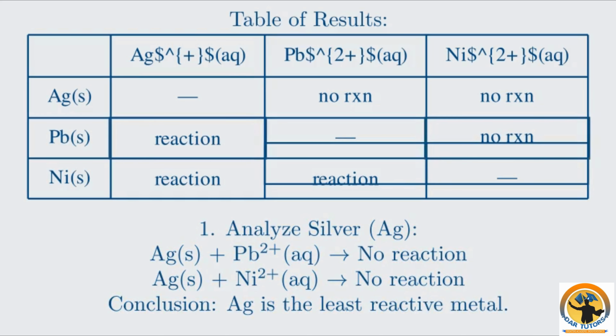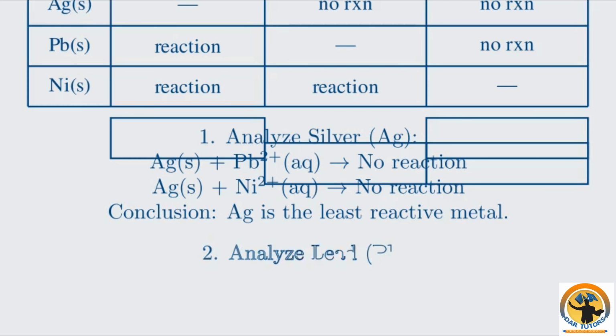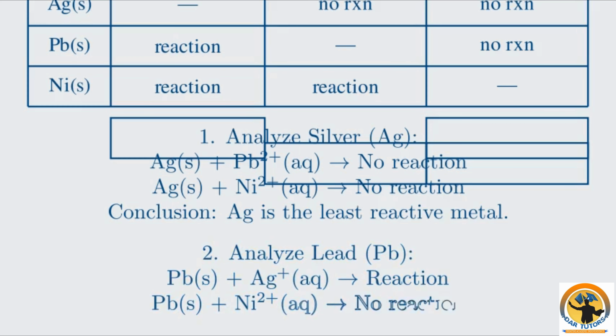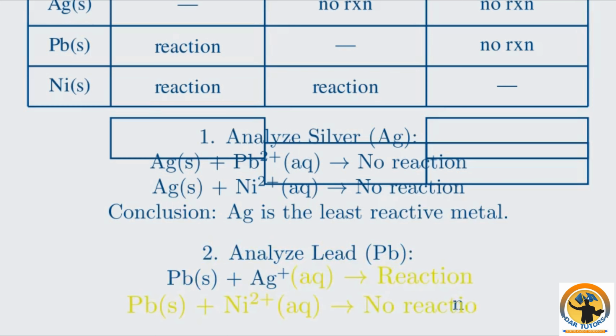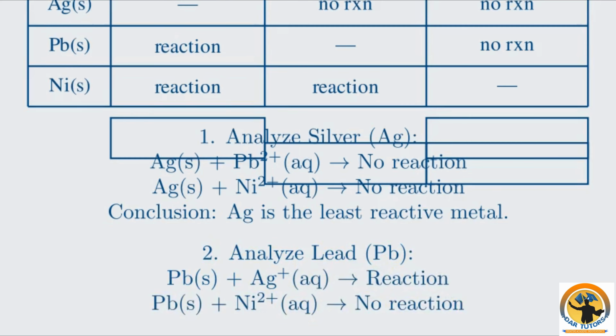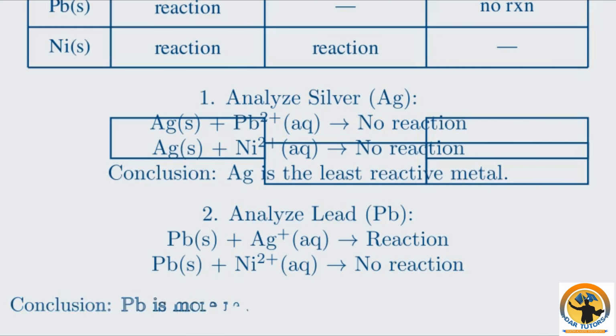Next, let's examine lead, Pb. The table shows it reacts with silver ions, Ag+, but not with nickel ions, Ni2+. Let's break down this information to place lead in our series. The fact that lead reacts with Ag+ tells us that lead is more reactive than silver. However, since it doesn't react with Ni2+, it must be less reactive than nickel. Therefore, lead sits between nickel and silver in terms of reactivity.